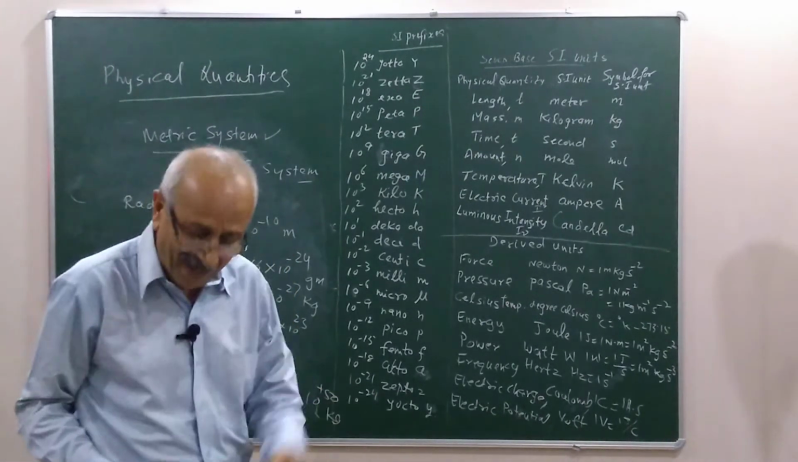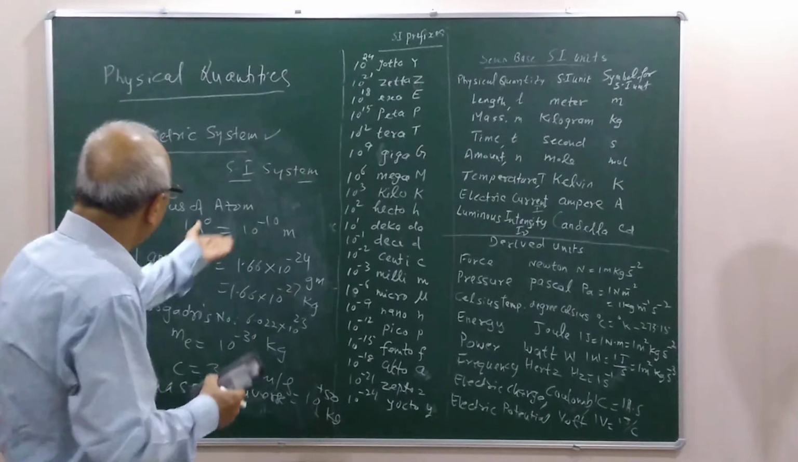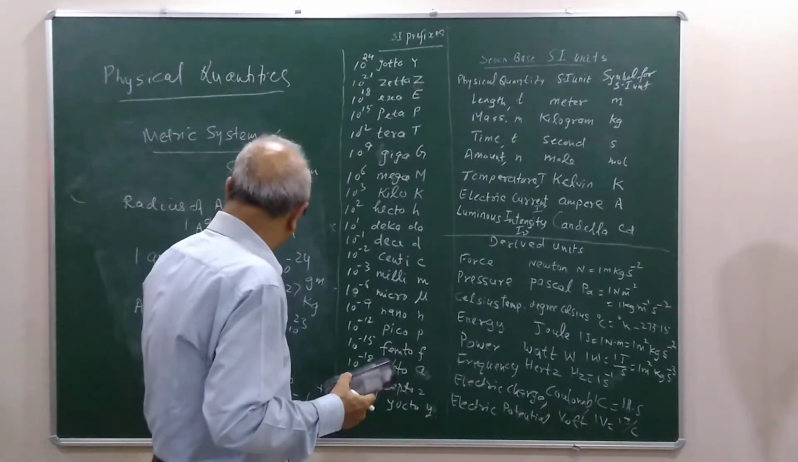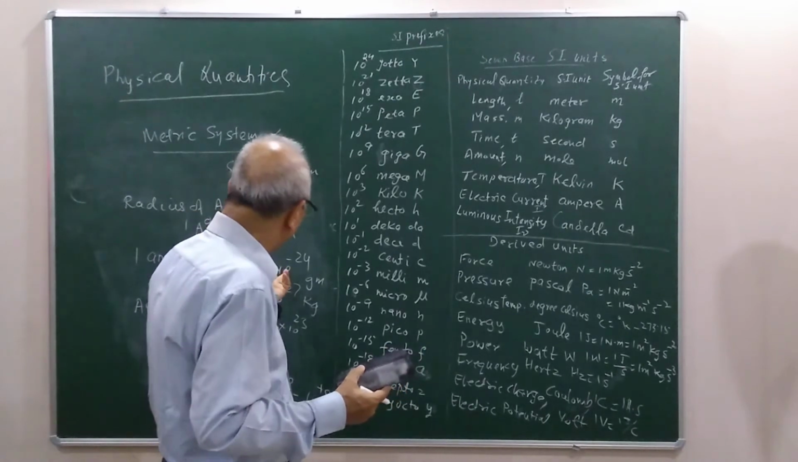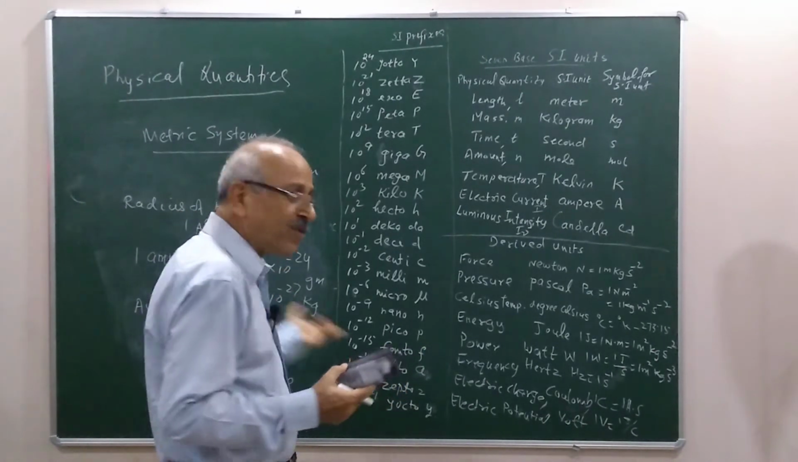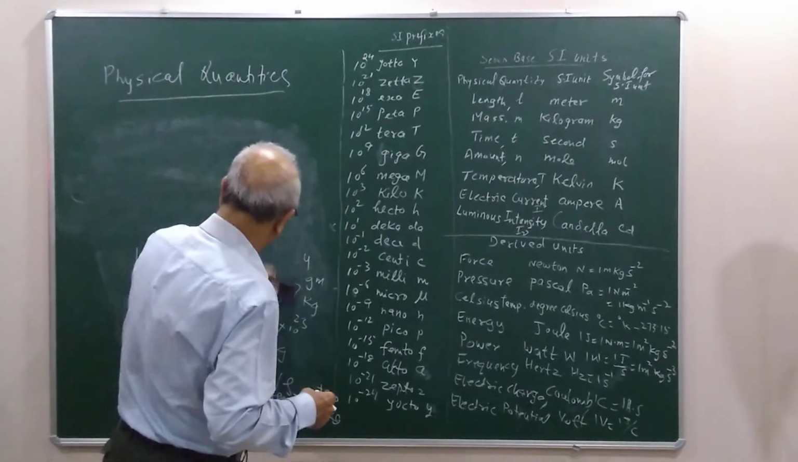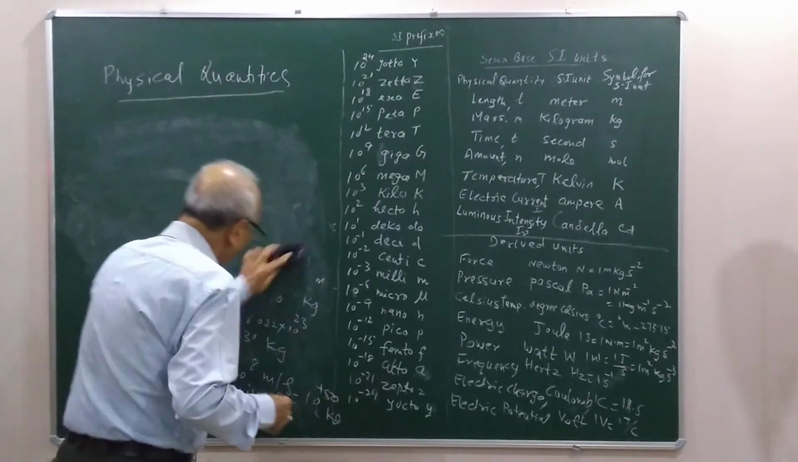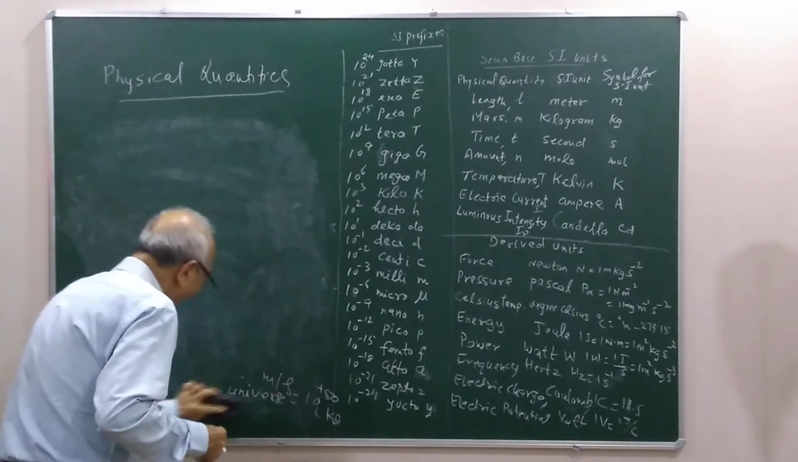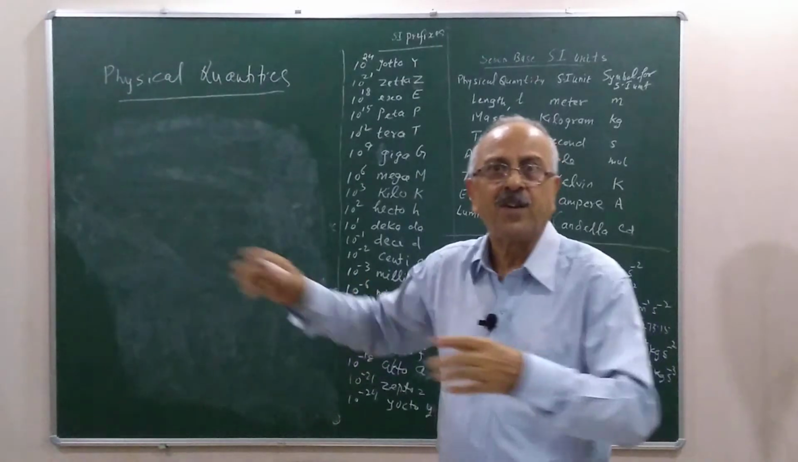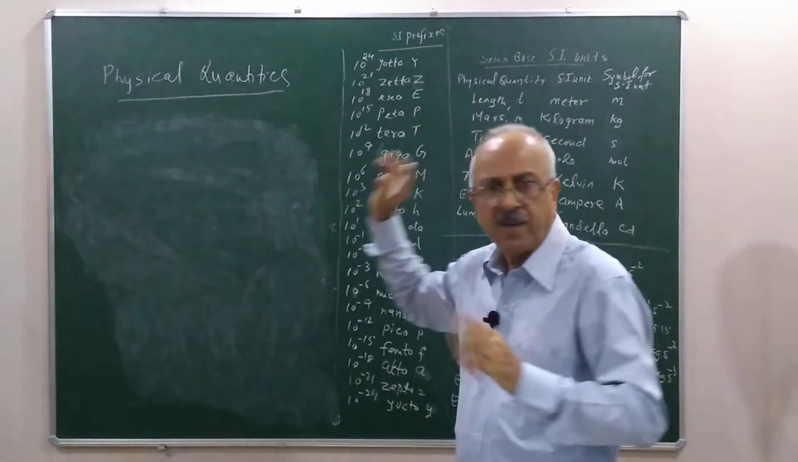Here is a problem: you are dealing with numbers which are very, very small or very large, like 6.02 into 10 power 23, or 10 minus 24, 10 minus 27 kg. How will we write these numbers? Now, this is a scientific problem. If I write 20 zeros on a blackboard, it will fill my complete blackboard.